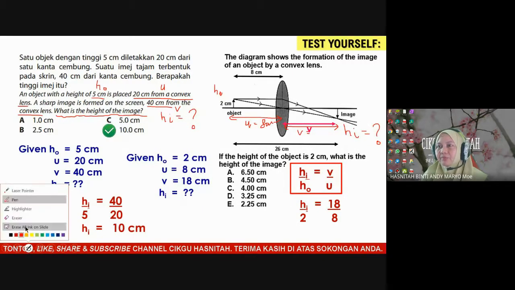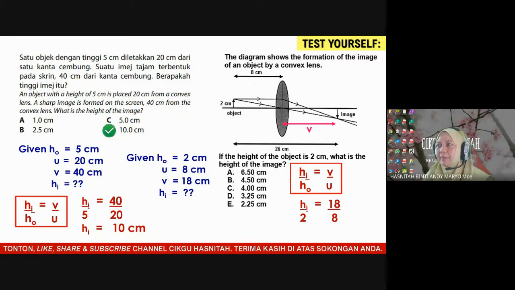I erase first all the marks I have made there. So again, we apply the same formula. Height of image divide height of object equal to image distance divide object distance. So we are looking for HI. So this is 2 cm, the object height, and 18 centimeter, this one is the image distance, 26 minus 8. 18. And U is 8 centimeter, object distance. So by this, the height of image is 4.5 centimeter. Very simple, 4.5 centimeter.